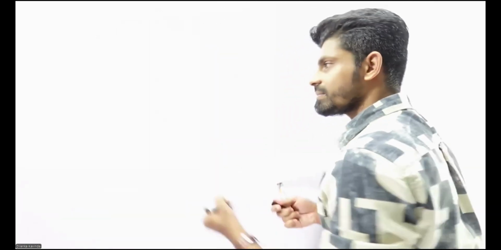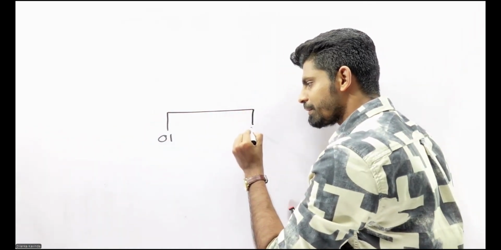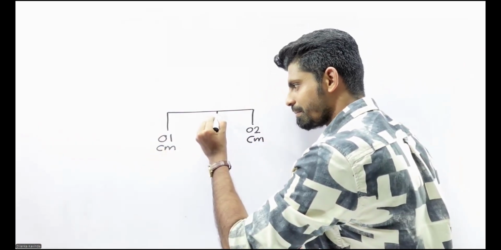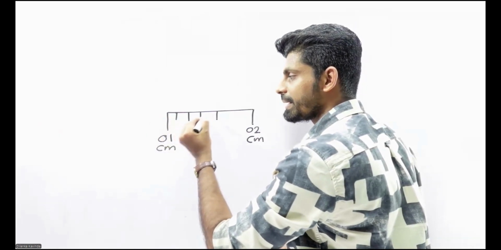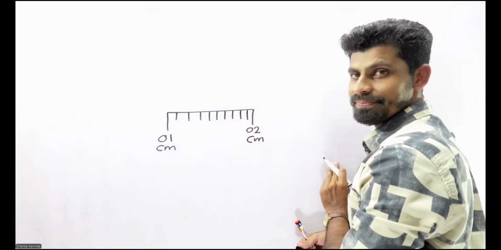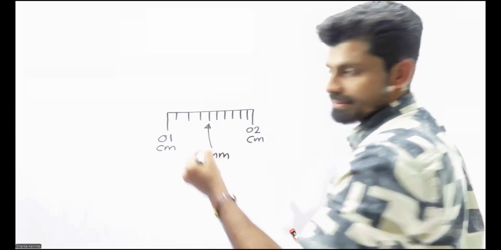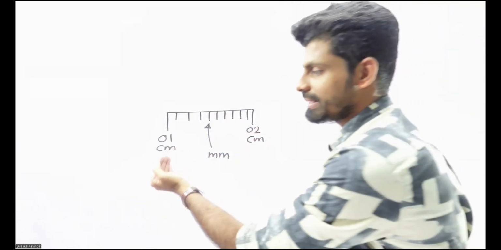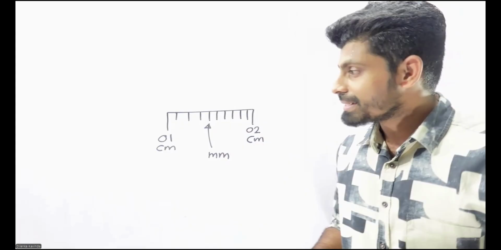Just consider 1 centimeter, 2 centimeters. Between 1 and 2, there are how many subunits? 1, 2, 3, 4, 5, 6, 7, 8, 9, 10 subunits. That one unit is called a millimeter. So what is the subunit between centimeter and centimeter? It is the millimeter. How many millimeters are there?